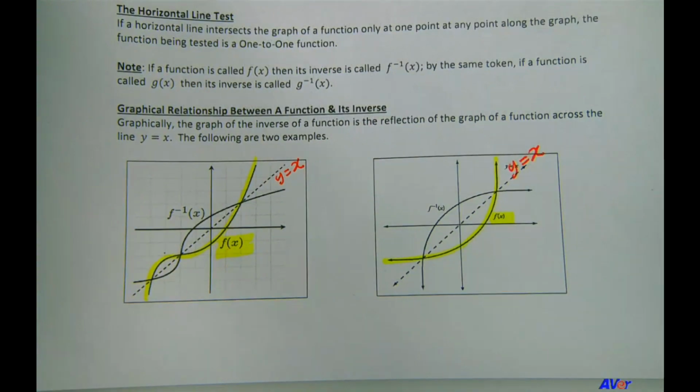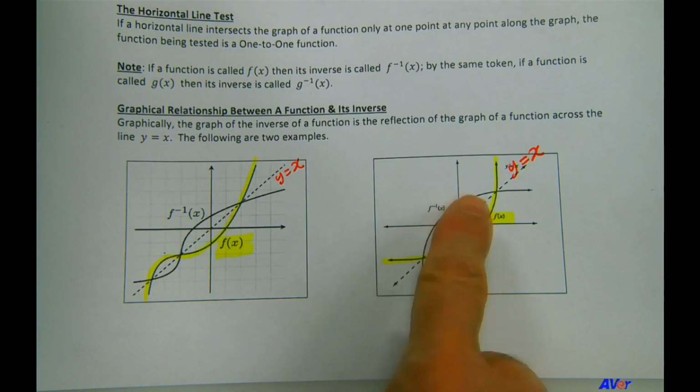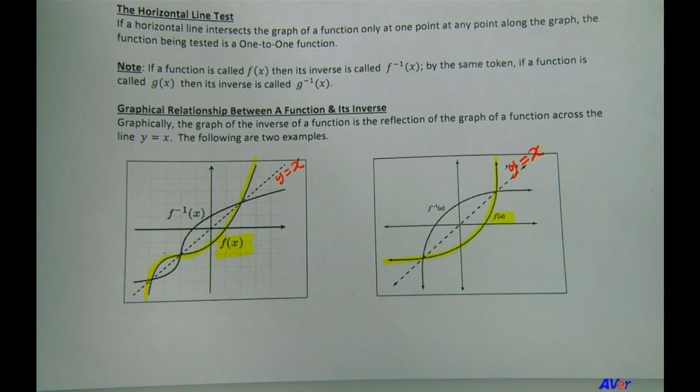That's the line on which all the points have coordinates that are equal to each other, right? 5, 5, -1, -1, -50, -50. X and y coordinates are equal to each other on that dashed line. That dashed line y equals x is our mirror. That's where the mirror is located for an inverse function and a function to have an image on that mirror. So, once again, the inverse function graph is the mirror image of the graph of the original function across the y equals x line as the mirror.